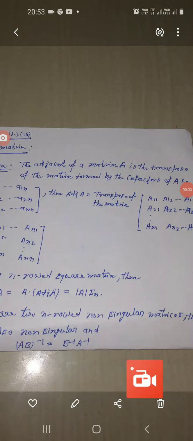Today we will discuss the inverse of a matrix, and it is well known to you how to find the inverse of a matrix. Now we revise what we have studied before. In order to find the inverse of a matrix, you must know what the adjoint of a matrix is, and you know this very well.